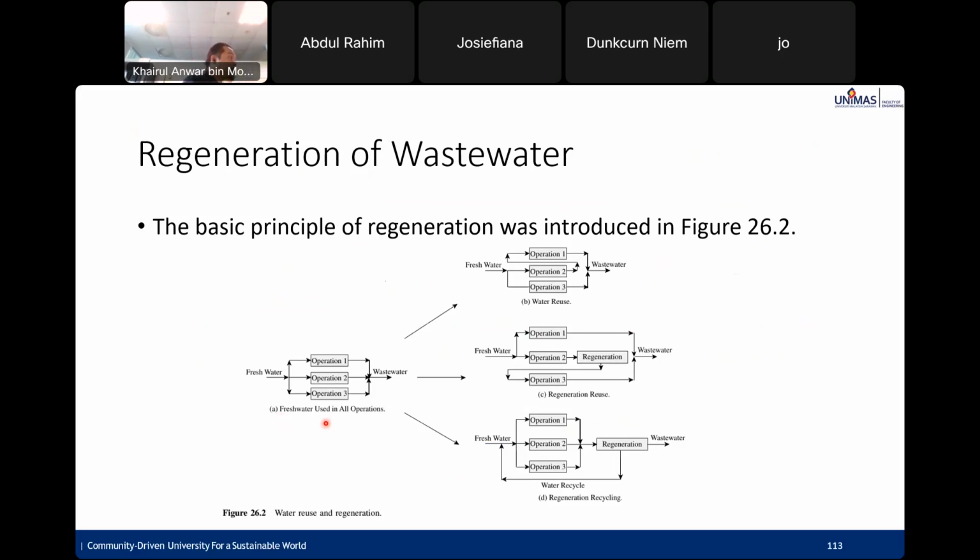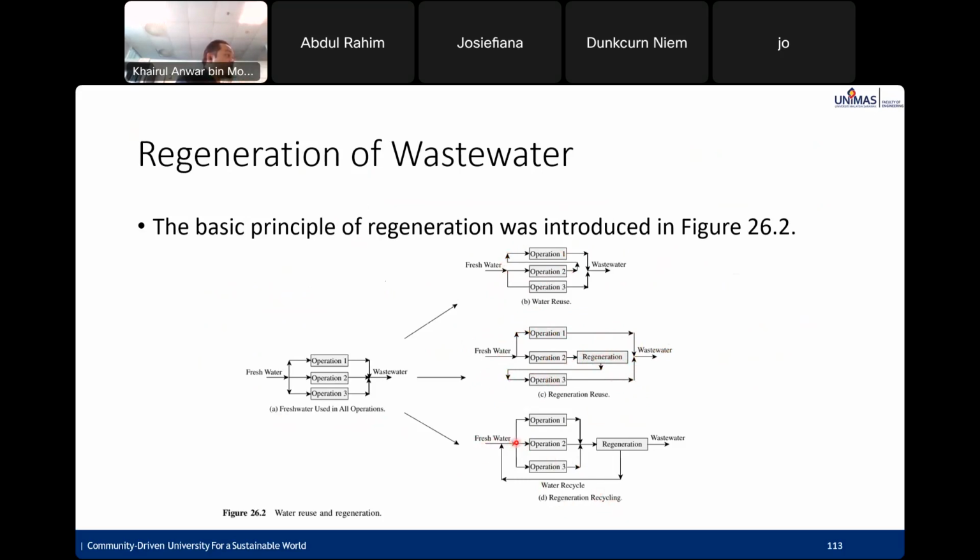So we have fresh water used in all operations, and this is for water reuse. For regeneration reuse, you see here the fresh water goes to operation 1, goes to operation 2. From operation 2, it will be regenerated, then goes to operation 3, then goes to wastewater. This is regeneration reuse.